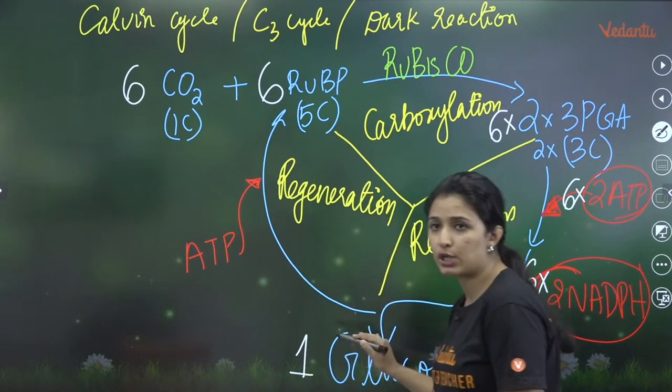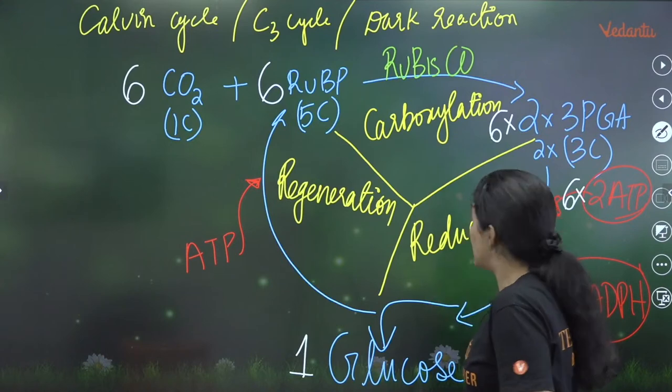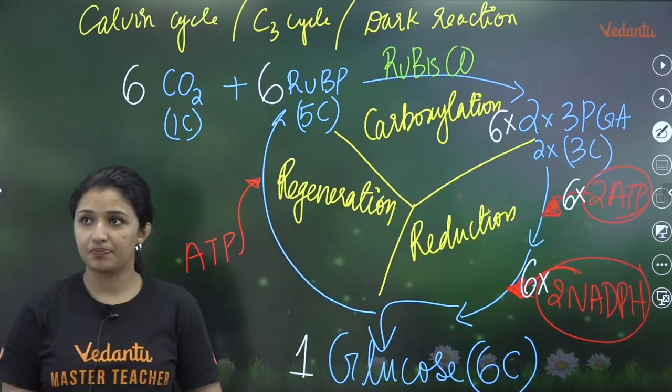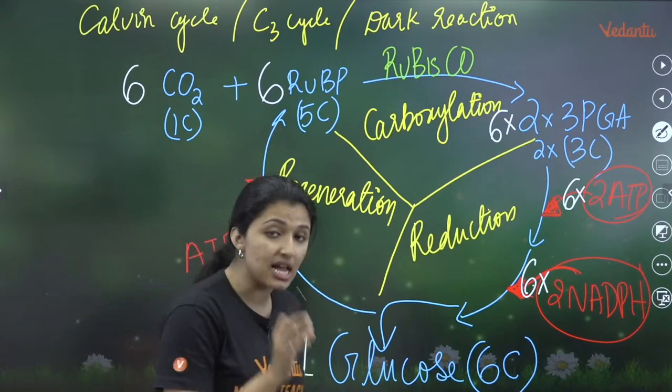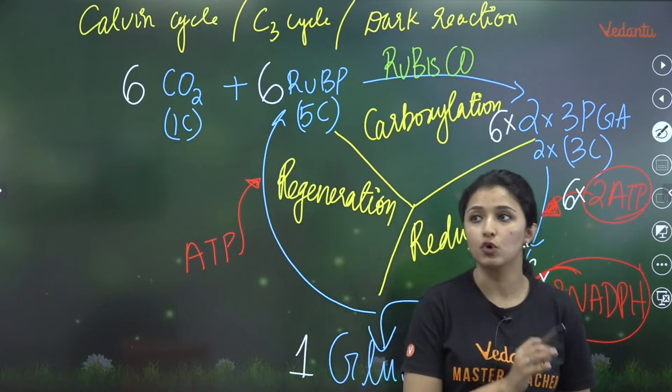To make 1 molecule of glucose, we need 6. So what about the rest? The rest is going to go back into making the RuBP. 6 carbon dioxide molecules are required to make 1 molecule of glucose.